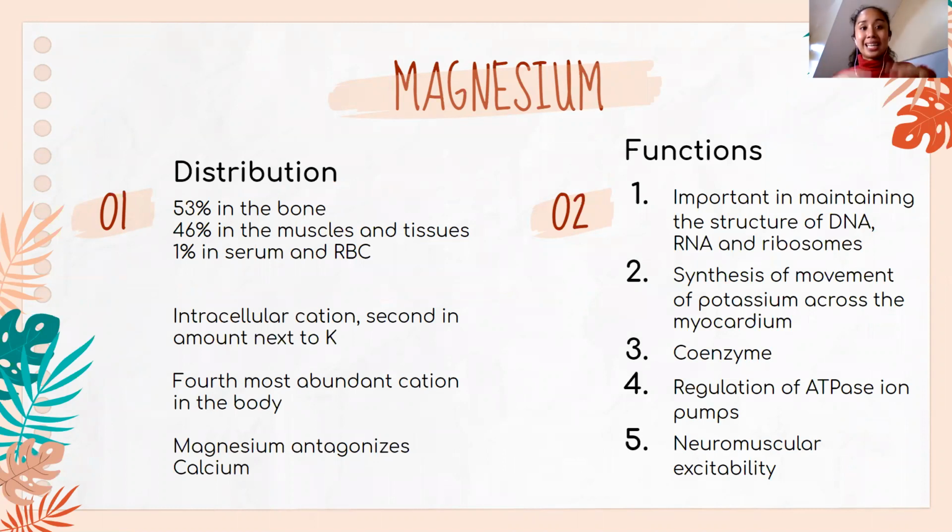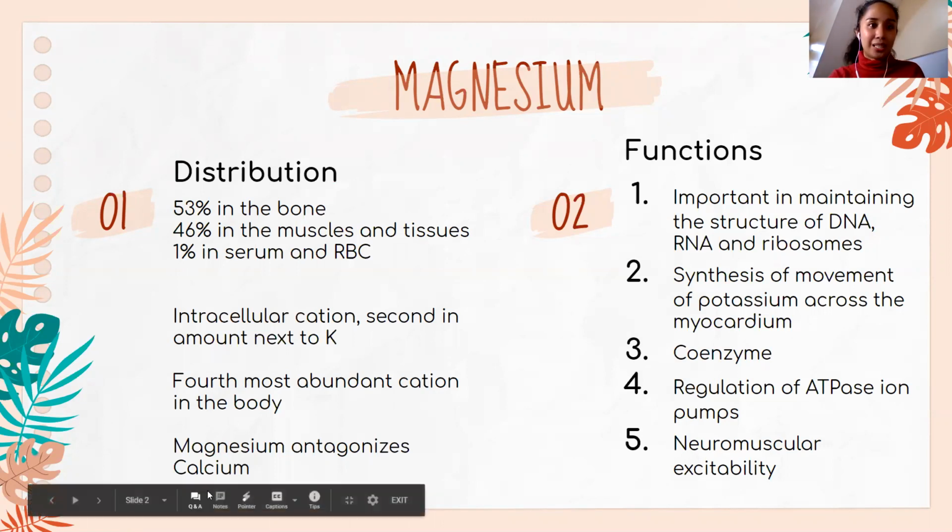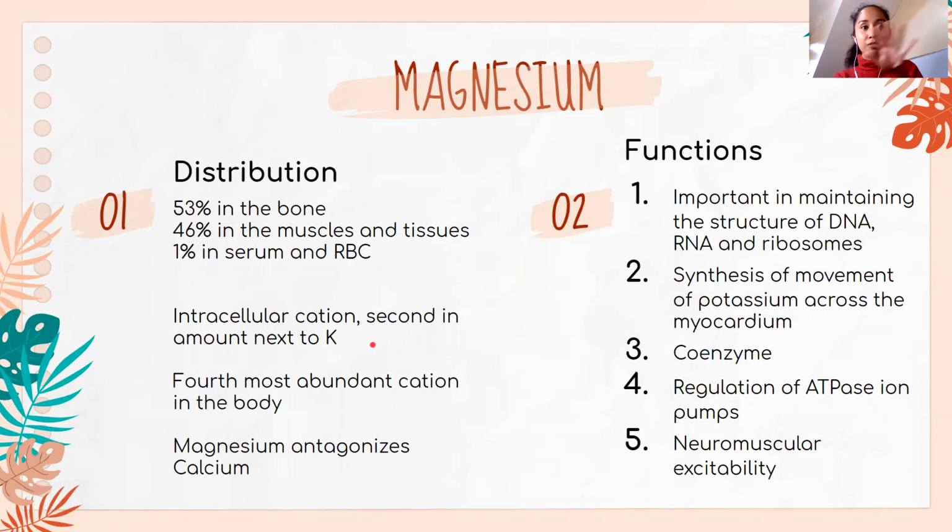Magnesium is a cation. It's positively charged, diba? So 2 plus ang magnesium natin. It is second in amount next to potassium. Ang isa sa pinakamaraming positively charged particles ay magnesium. It is the fourth most abundant cation in the body, next to sodium, chloride, potassium. So ang fourth honor natin is magnesium. And magnesium actually antagonizes calcium. Once there is excess magnesium, it prevents the function of your calcium.